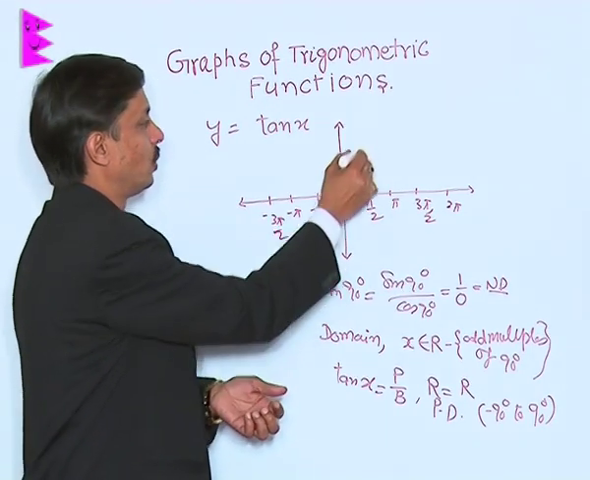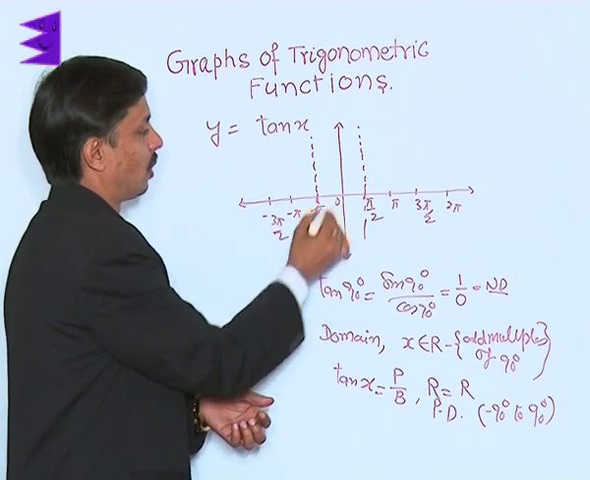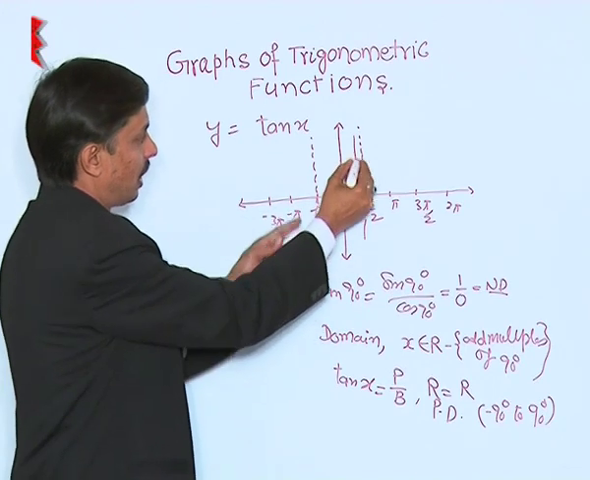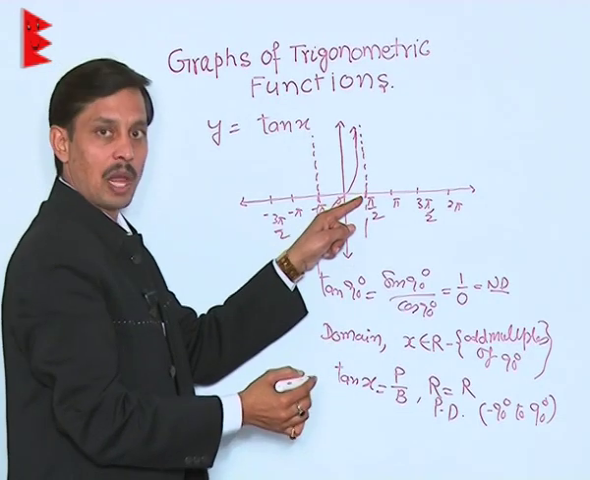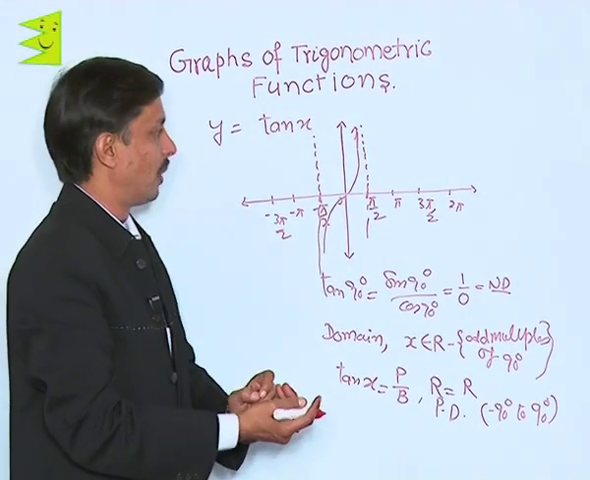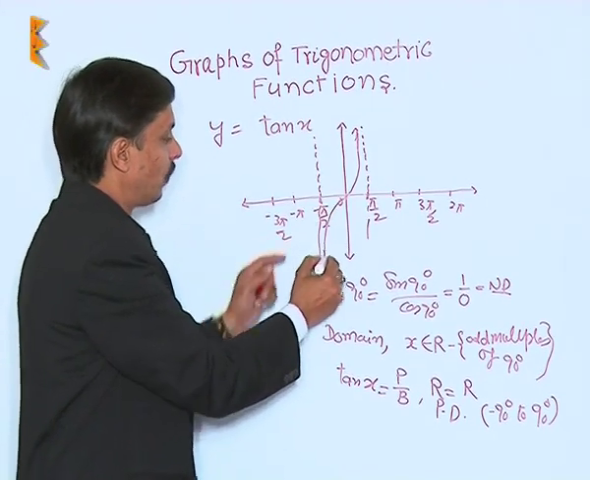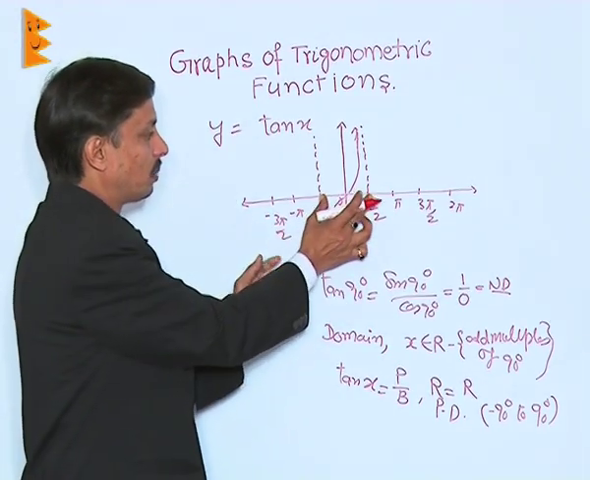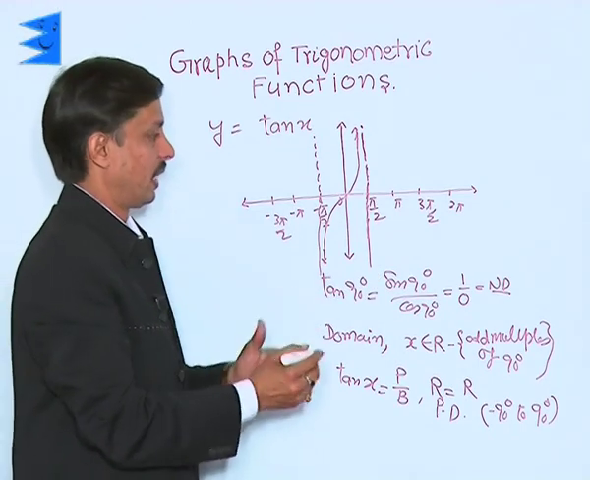If I ask you to draw the graph, you will find the shape is like this, because the curve becomes parallel to the vertical line as we come closer to pi by 2, and at pi by 2 or any odd multiple of pi by 2, the value of tan is not defined. Similarly, if we go down, the same happens. So this is one loop of the graph of tan x.